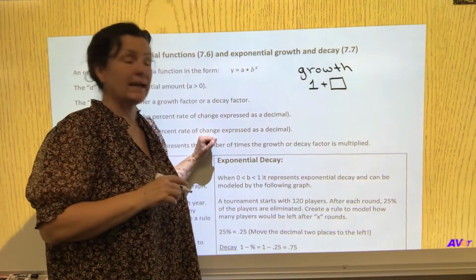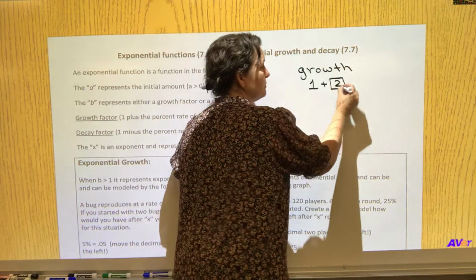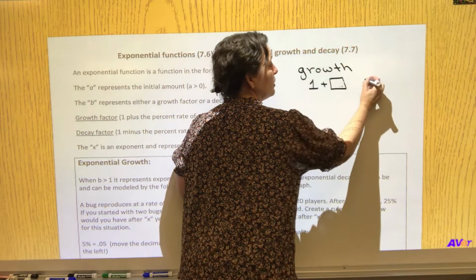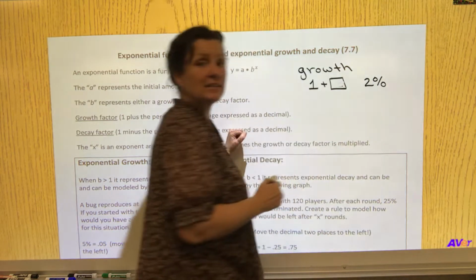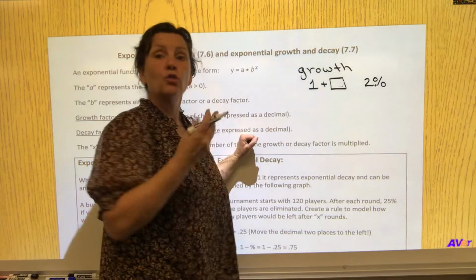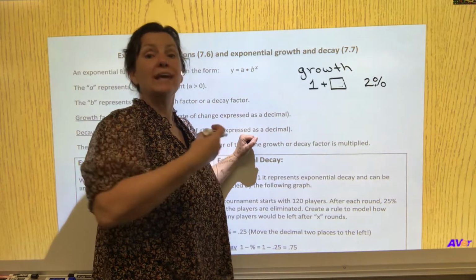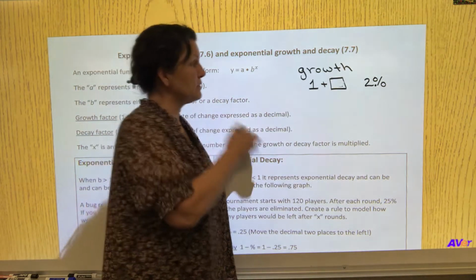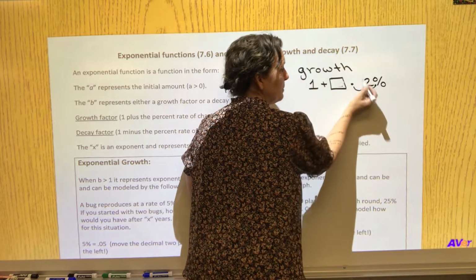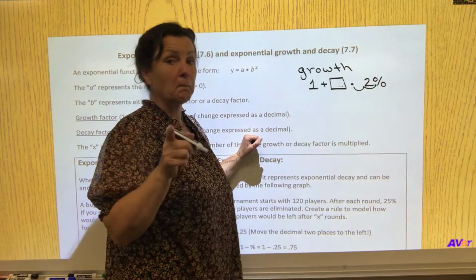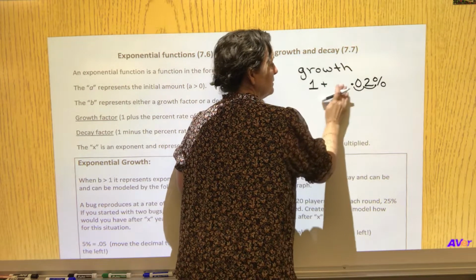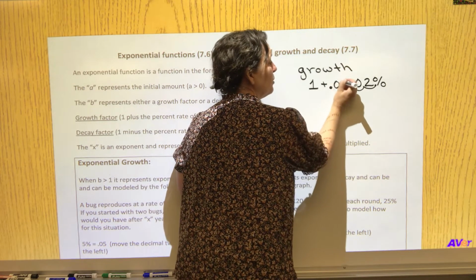So I said 2%. I can't just put a 2 here. That's not the way it works. We need to change 2% into a decimal. The way we turn a percent into a decimal is we move the decimal over 2 places to the left. So let's do that. 1 and 2. Uh-oh, we have a blank spot. Do you remember what we filled the blank spot with? 0. Yes. So 2%, written as a decimal, is 0.02.